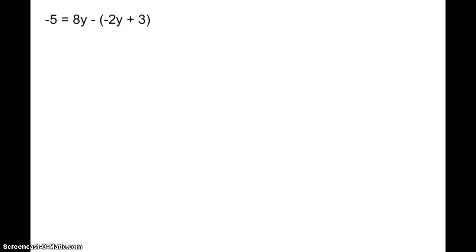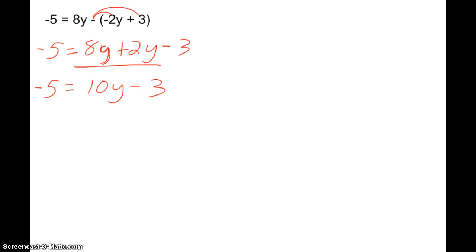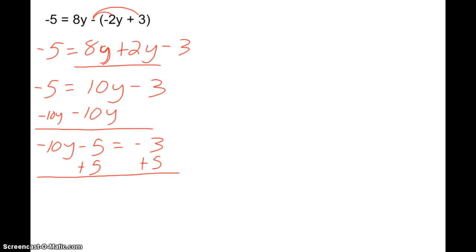Here, again, I have this negative that I have to distribute. So it's going to be a negative 5 is equal to 8y, it's a y, plus 2y minus 3. Combine like terms, a negative 5 is equal to 10y minus 3. I don't want my y's on the right side, so I'm going to subtract 10y from both sides. When I do that, I get a negative 10y minus 5 is equal to a negative 3. Add 5 to both sides. And I get a negative 10y is equal to 2. Divide both sides by a negative 10. A negative divided by a negative is positive, and 2/10 is 1/5. So I get a negative 1/5.